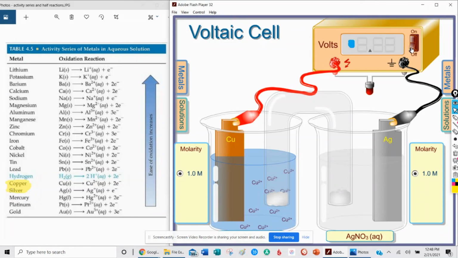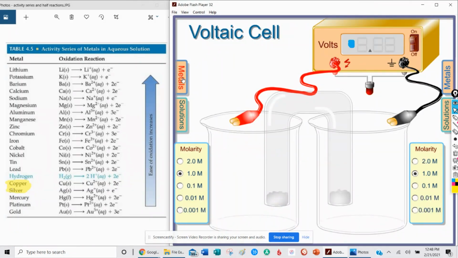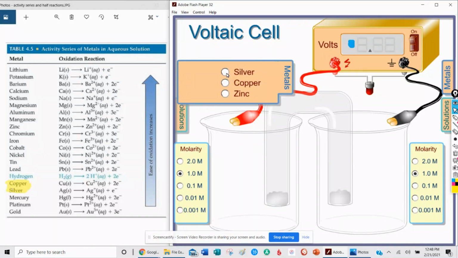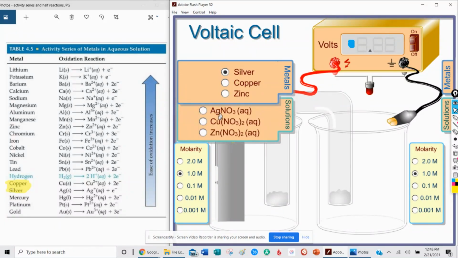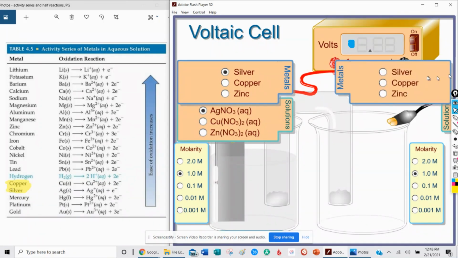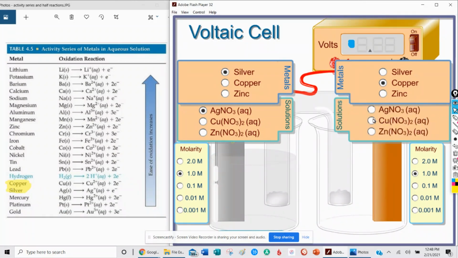I don't want you to get used to anodes being always on the left side. So I'm going to turn this off and I'm going to change that, and I'm going to do the same thing, only I'm going to flip it. So I have silver over here, and that's going to be in silver nitrate. And I'm going to put copper over here, and I'm going to put that in copper nitrate.